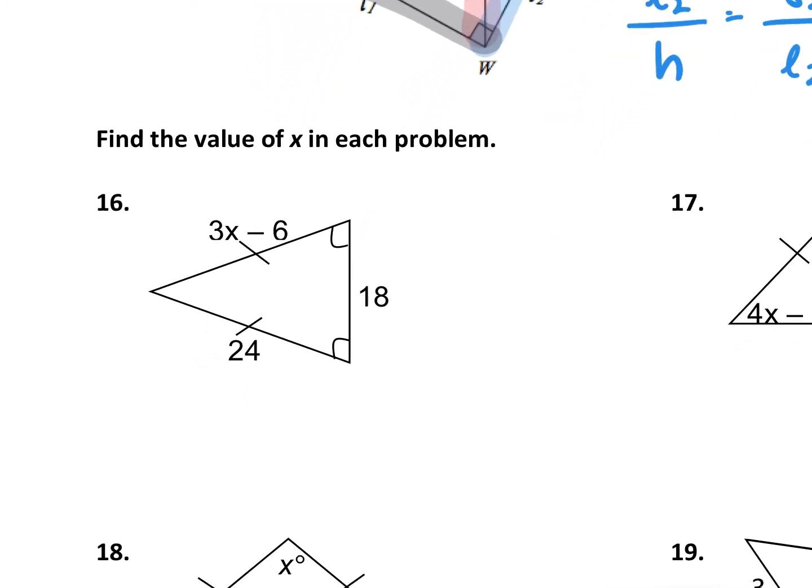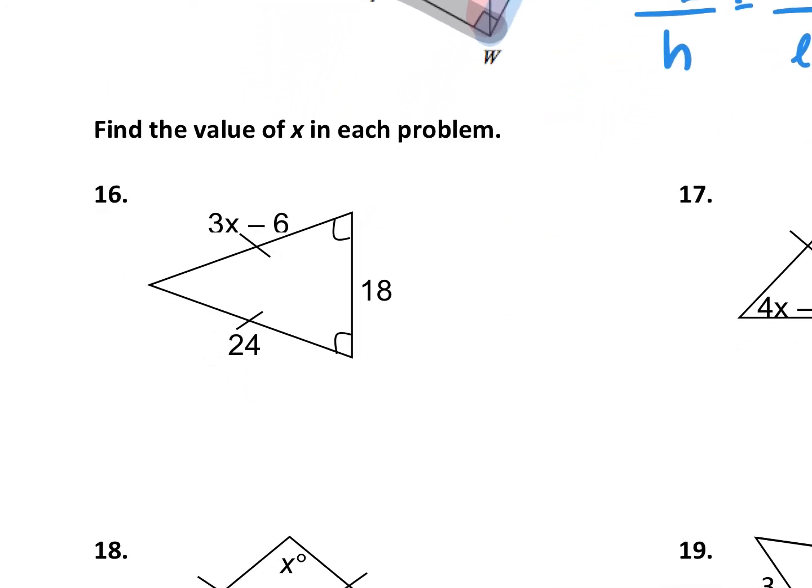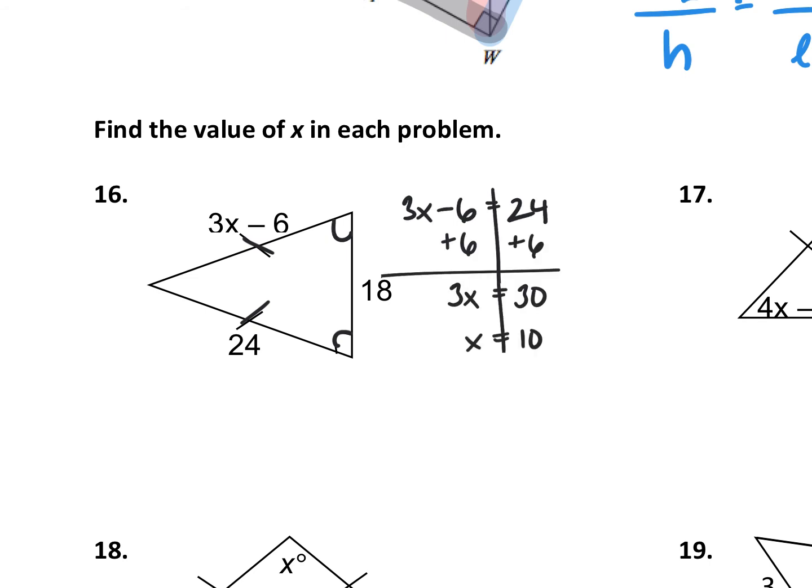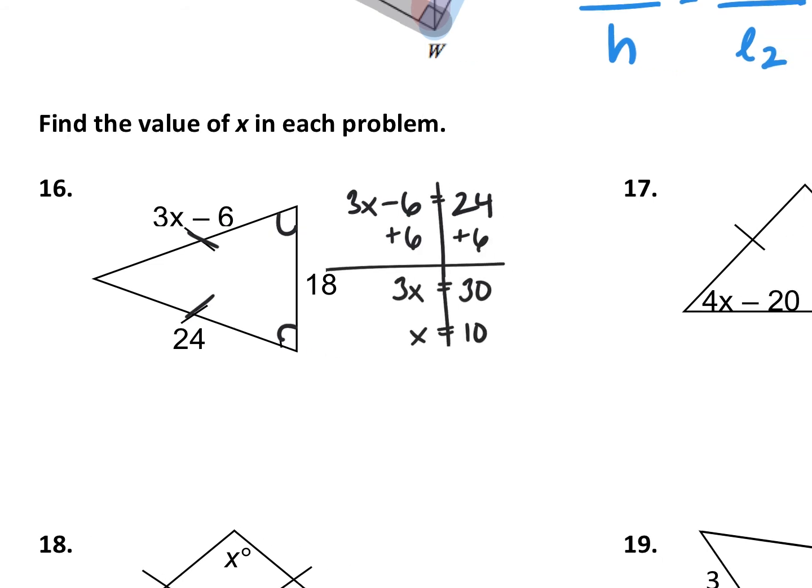Number 16, find the value of x for each problem. If I know that these 2 angles down here are congruent, I know that this is an isosceles triangle. That's what these little tick marks here mean as well. So I can go ahead and set these equal to each other. 3x minus 6 equals 24. You can go ahead, pause this, finish solving it, unpause it to see my work. And we should have gotten that x equals 10.